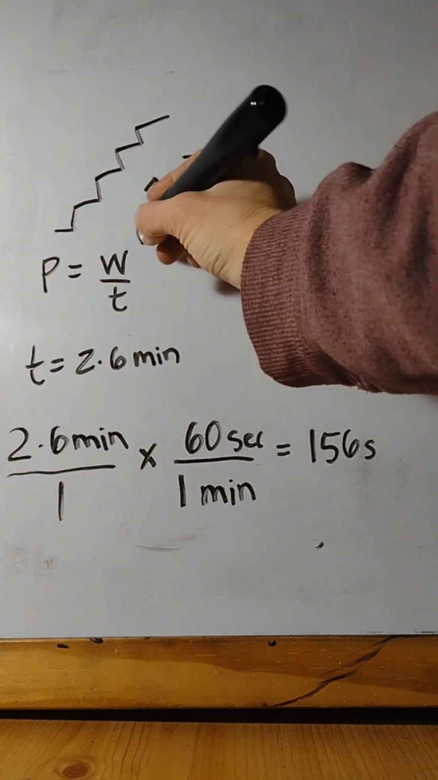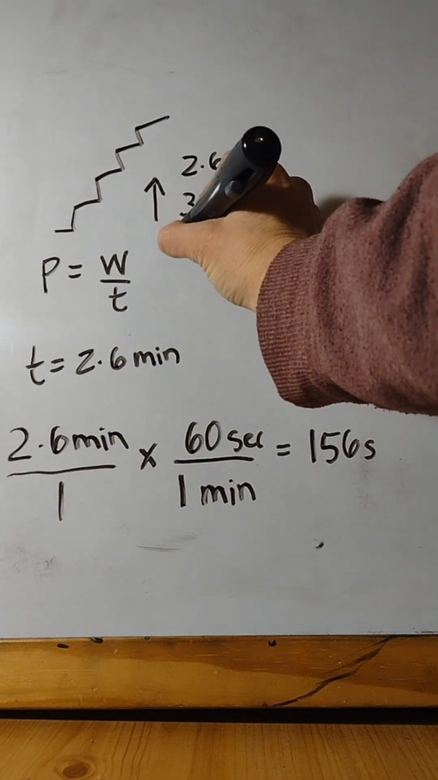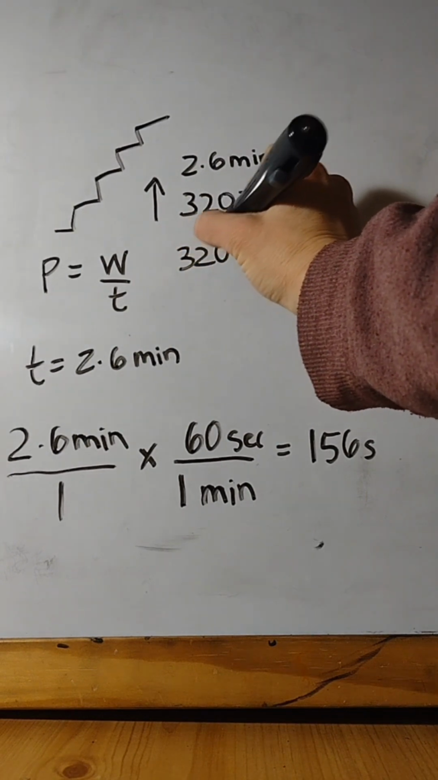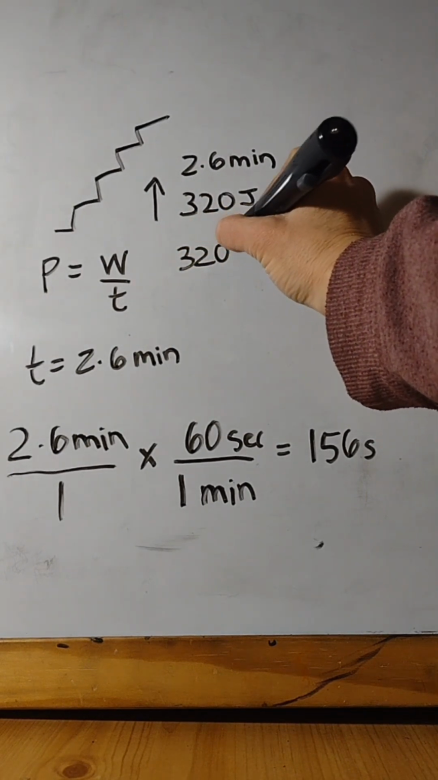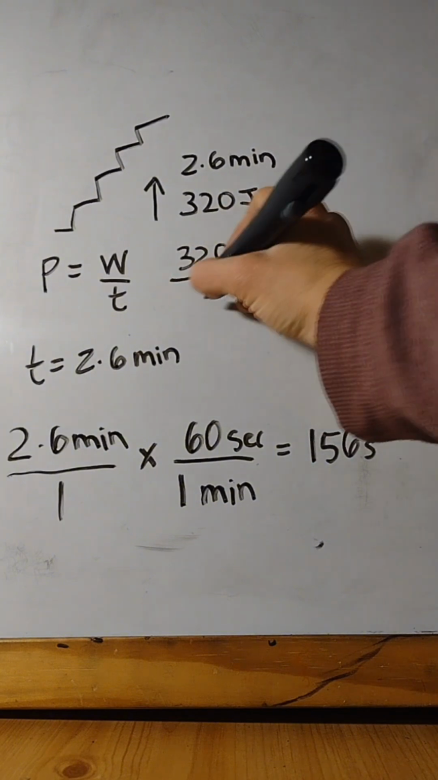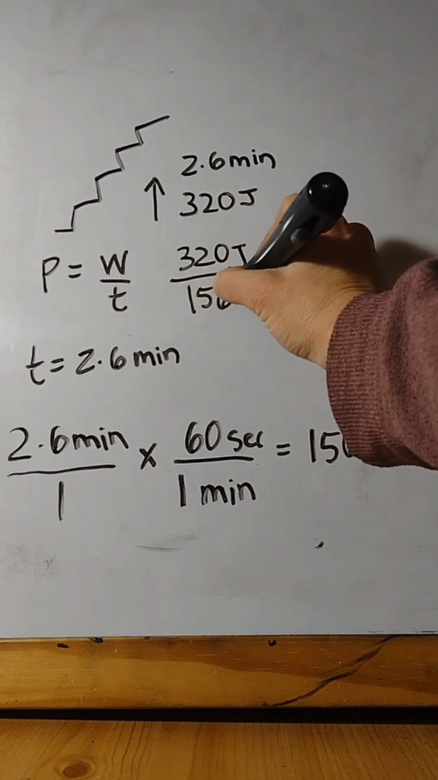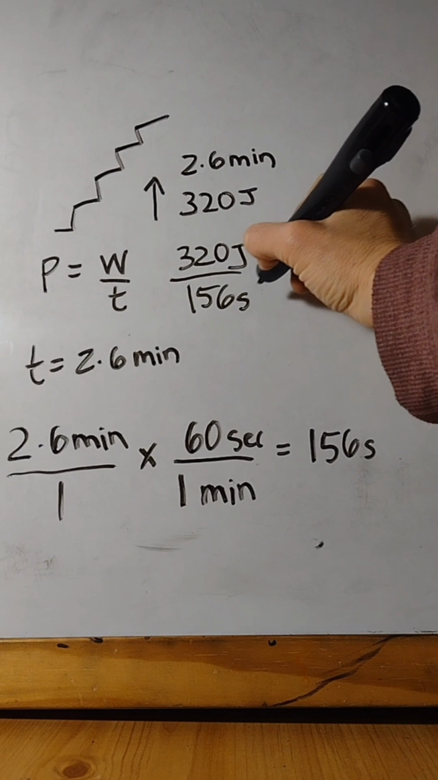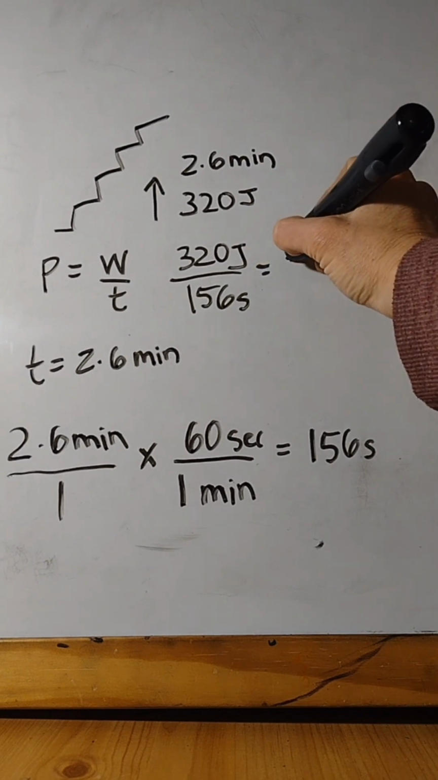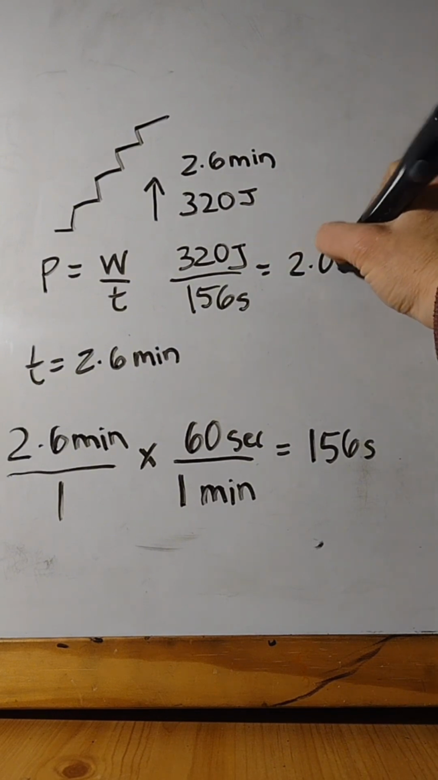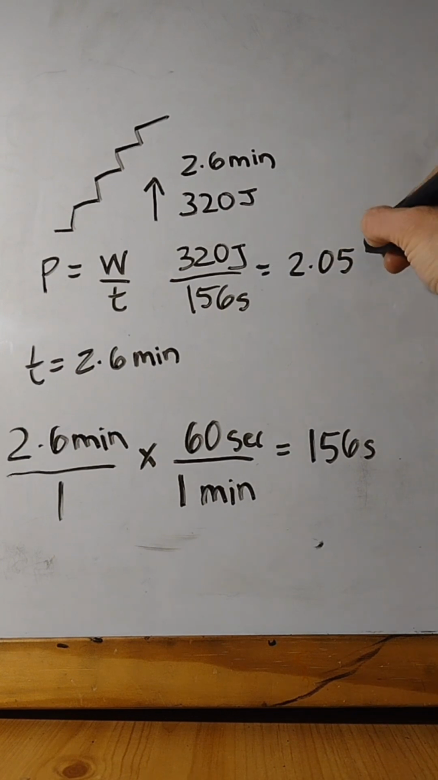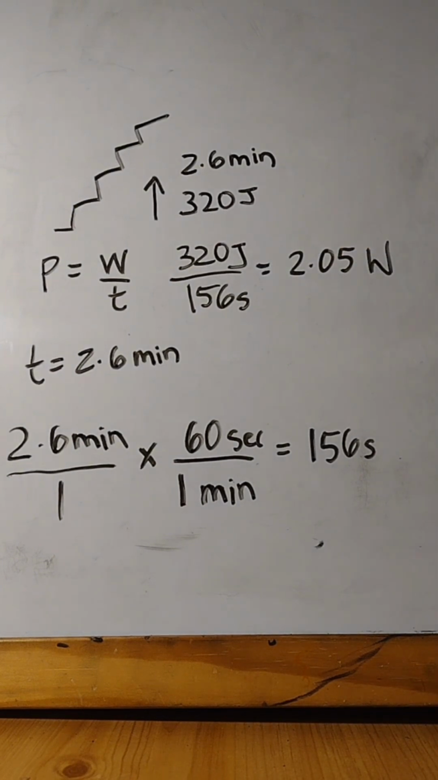So your work would be 320 joules divided by 156 seconds. And then you get 2.05, and joules per second is a watt. So that's how you do that. And remember, you didn't have to separate out the joules there. You didn't have to do force times distance for this one. It was just given in joules.